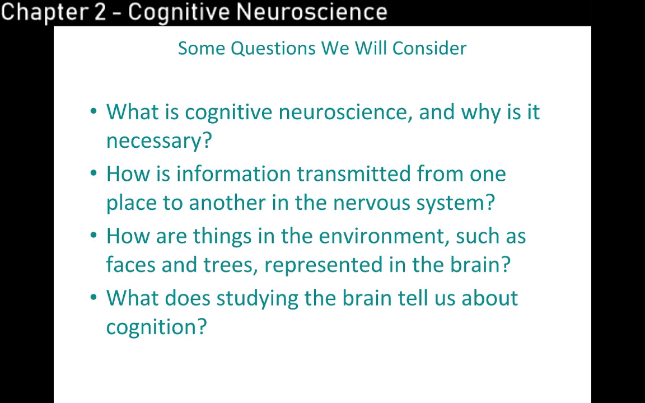And just in general, what does studying the brain tell us about cognition? Knowing what different parts of the brain do, knowing how they function, what does this tell us regarding all of those different components from perception to attention to memory?